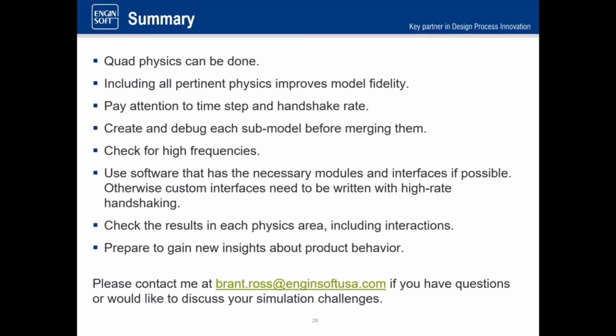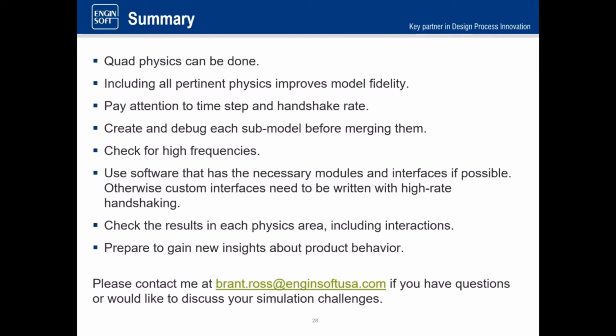People who aren't familiar with RecurDyn might be trying to do this and having a tough go of it without having the interfaces like what we have set up that automatically handles so much of the work. And then once you have your model running, you want to check the results in each physics area separately. Make sure that it's making sense individually, and then start looking at the interactions.